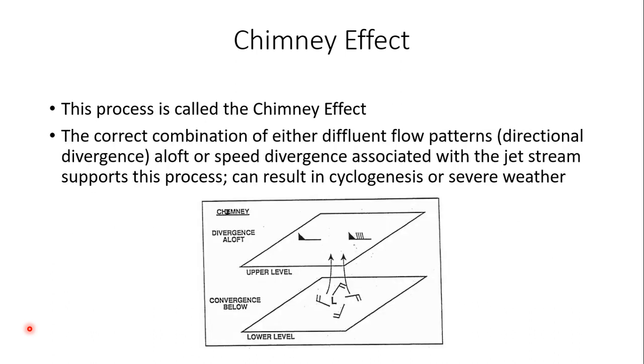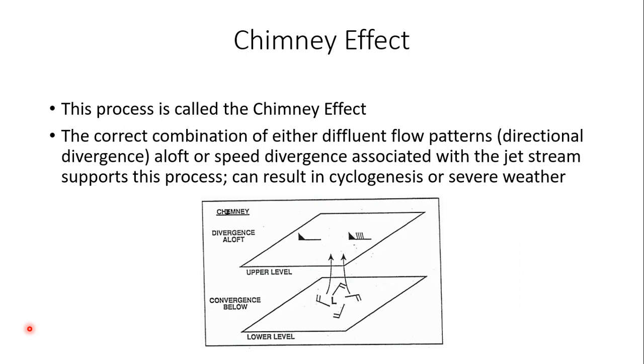Again, this process is known as the chimney effect, and the correct combination of either diffluent flow patterns due to directional divergence aloft or speed divergence associated with a jet stream. Now, I did briefly do training in an earlier video of the How the Weather Works training series when I did the training on jet streams. I talk about a special type of feature, an accelerated region of wind within the jet stream core known as a jet max or jet streak.